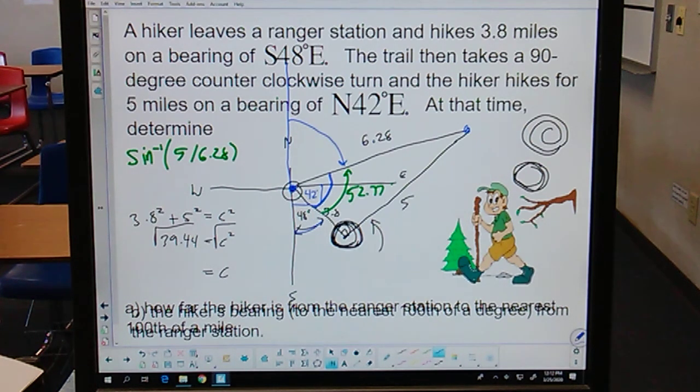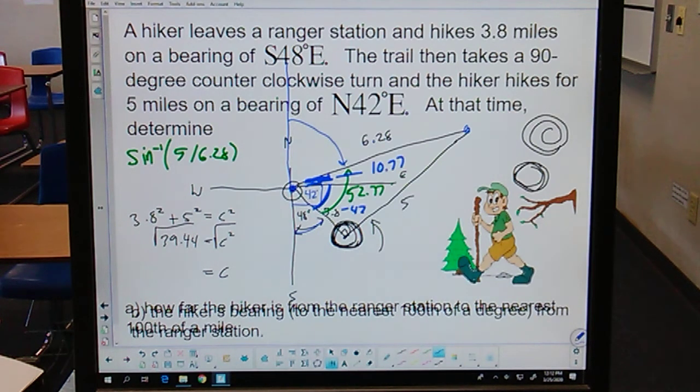I messed that up a little bit. Let me go back. This right here is 42. The whole thing's 52.77. If you take away the 42, then this little angle right in here would be 10.77. If you did it an easier way or found another way, fine, that's fine. But this is what I'm looking at.